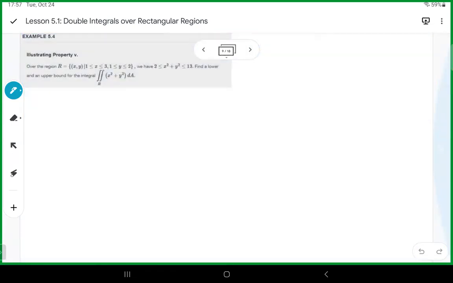All right, so it says over the region R, we have the following. We have 2 to 13, and the expression is x squared plus y squared. Find the lower and upper bound of the integral that's given. So for a lower bound, we want to integrate the constant function 2 over the region R. For an upper bound, integrate the constant function 13 over the region R.